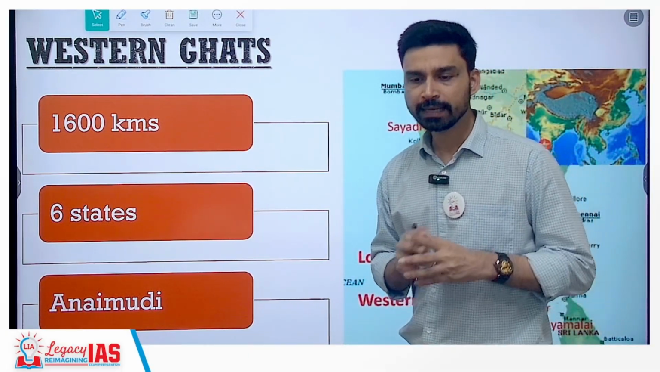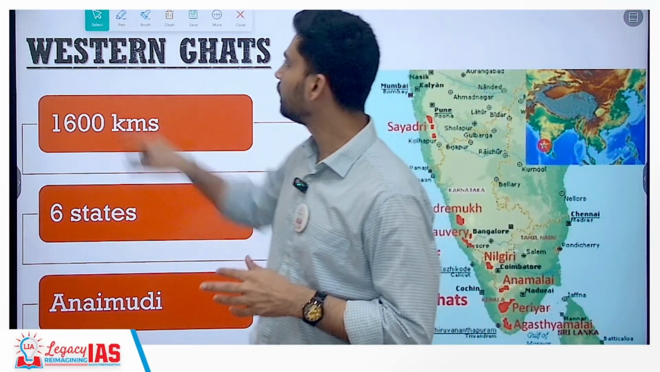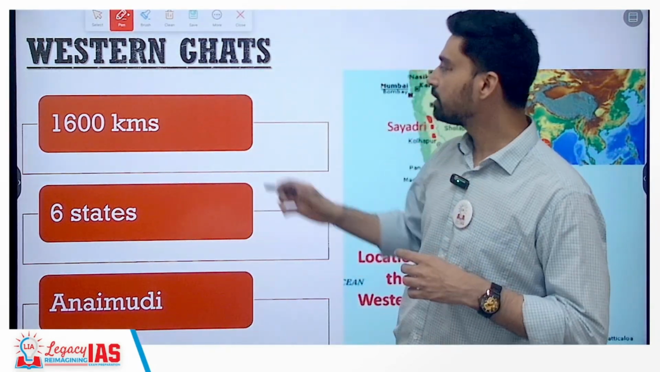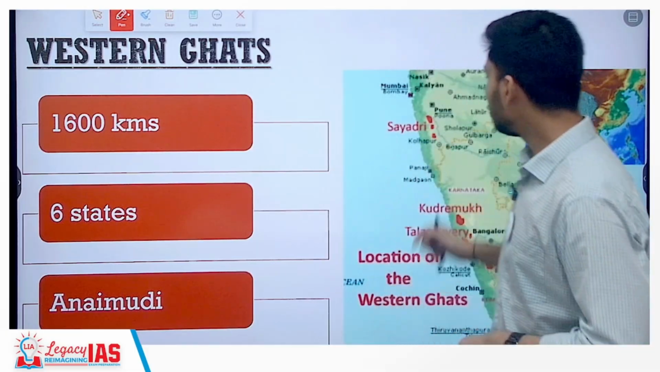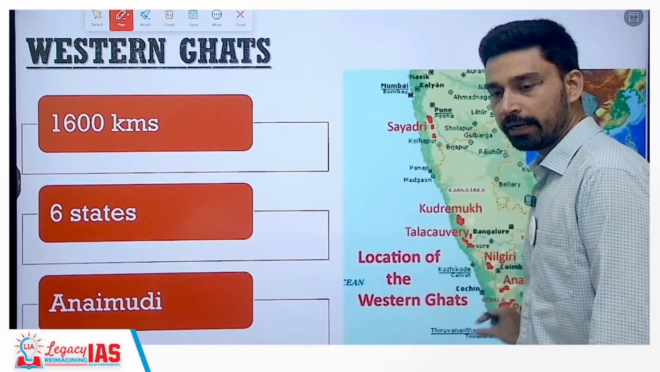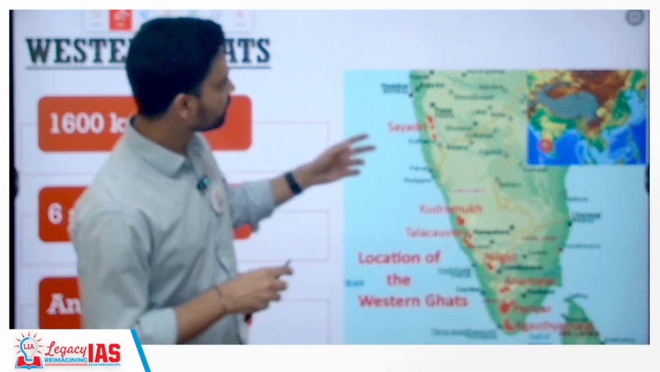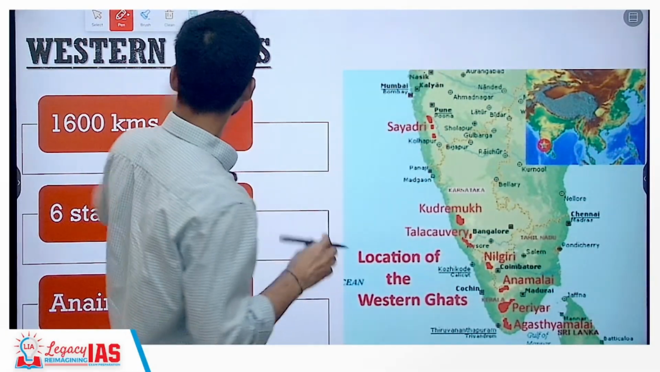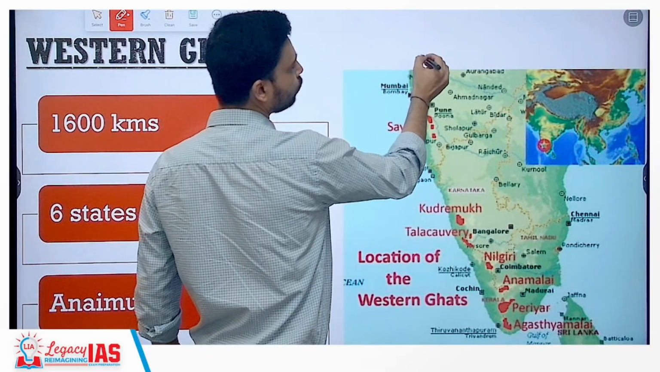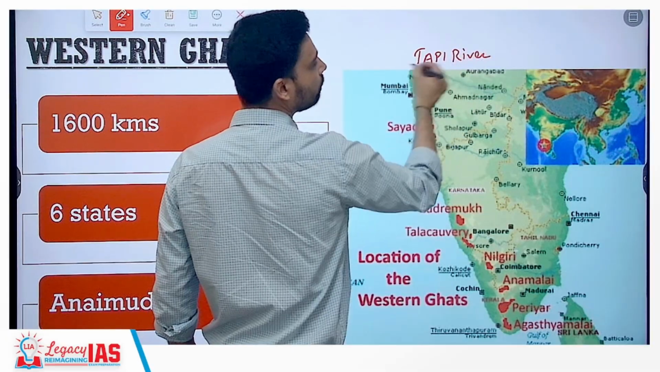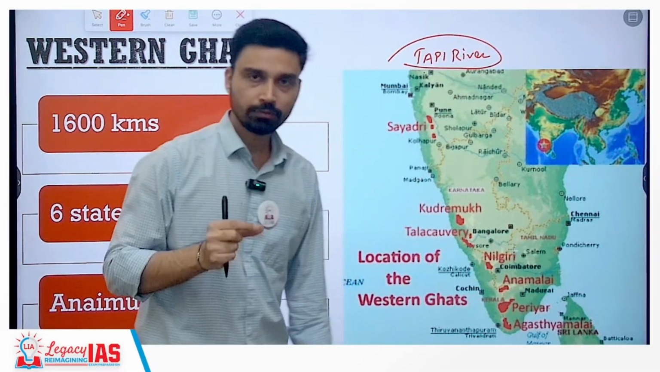Now coming to the second longest mountain range of India, and that is Western Ghat. The total length of Western Ghat is 1600 kilometers, running parallel to the coast of India, passing through 6 states. In the north, Western Ghat starts from Gujarat. In Gujarat, we can say you have the south of Tapi Valley. Tapi river we have just discussed. To the south of Tapi river, you have the beginning of Western Ghat.